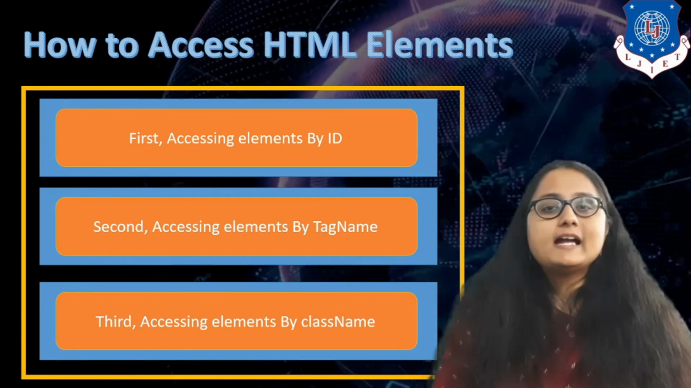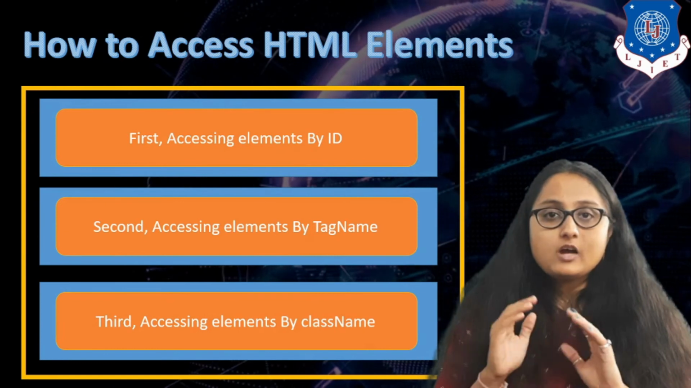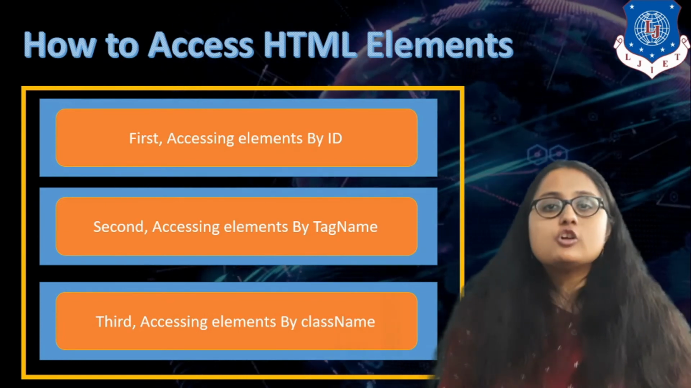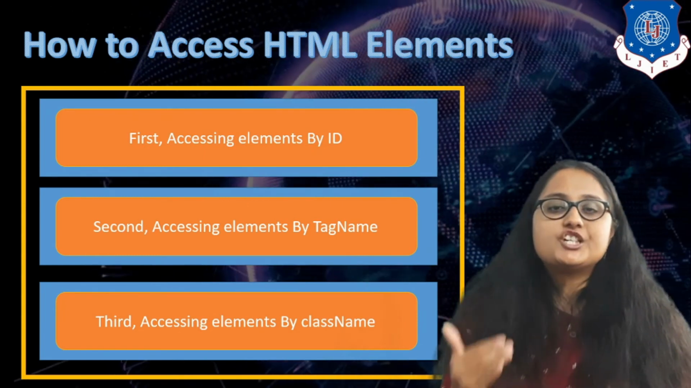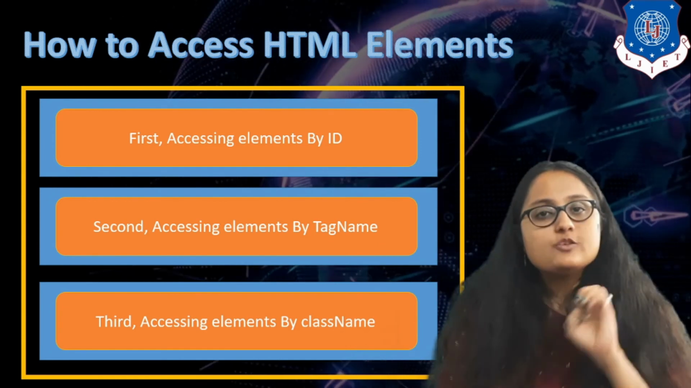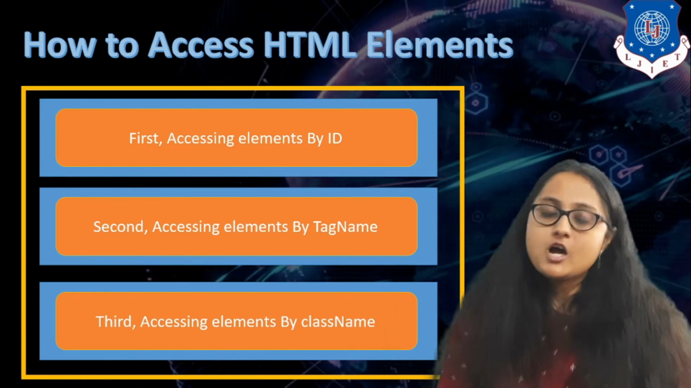You know that similar to the ID attribute in HTML, you also have another attribute, the class attribute, which is also attached to every HTML tag. You can use that class attribute value and access the HTML element. Let us see in the program how to do so.